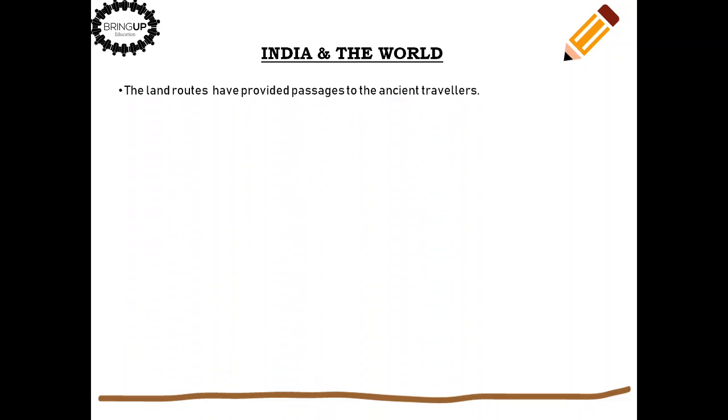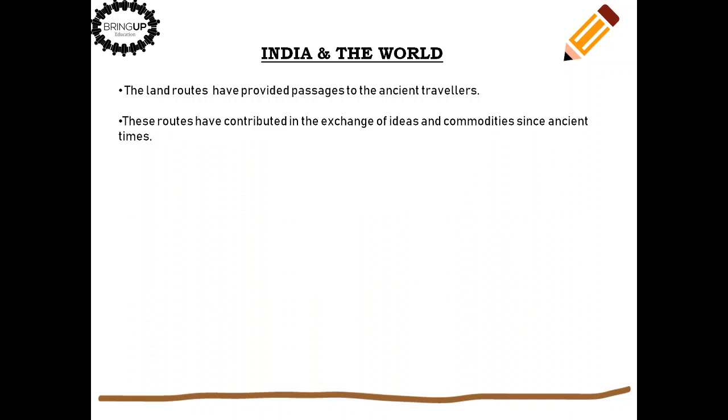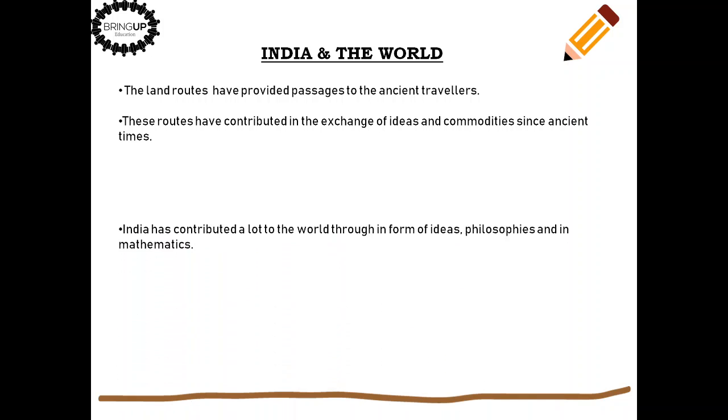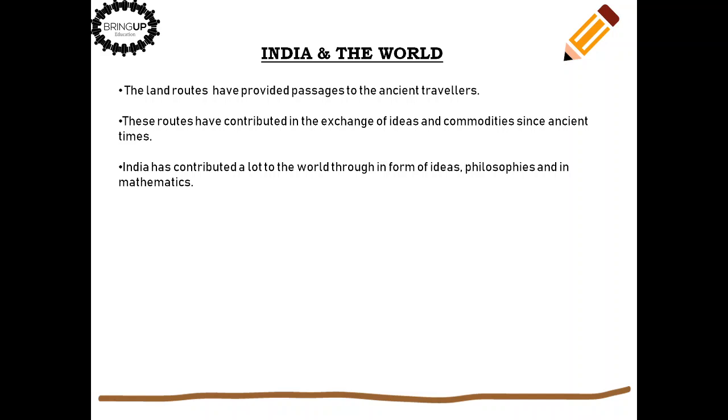The various passes through mountains and other land routes have provided passages to the ancient travelers. These routes have contributed to the exchange of ideas and commodities since ancient times. As we all know, India has a great contribution to the world in the form of ideas, philosophies, and mathematics. I can give you examples such as the ideas of the Upanishads, the Ramayana, stories of the Panchatantra, the decimal system, as well as the numerals. They have reached other parts of the world through these routes.